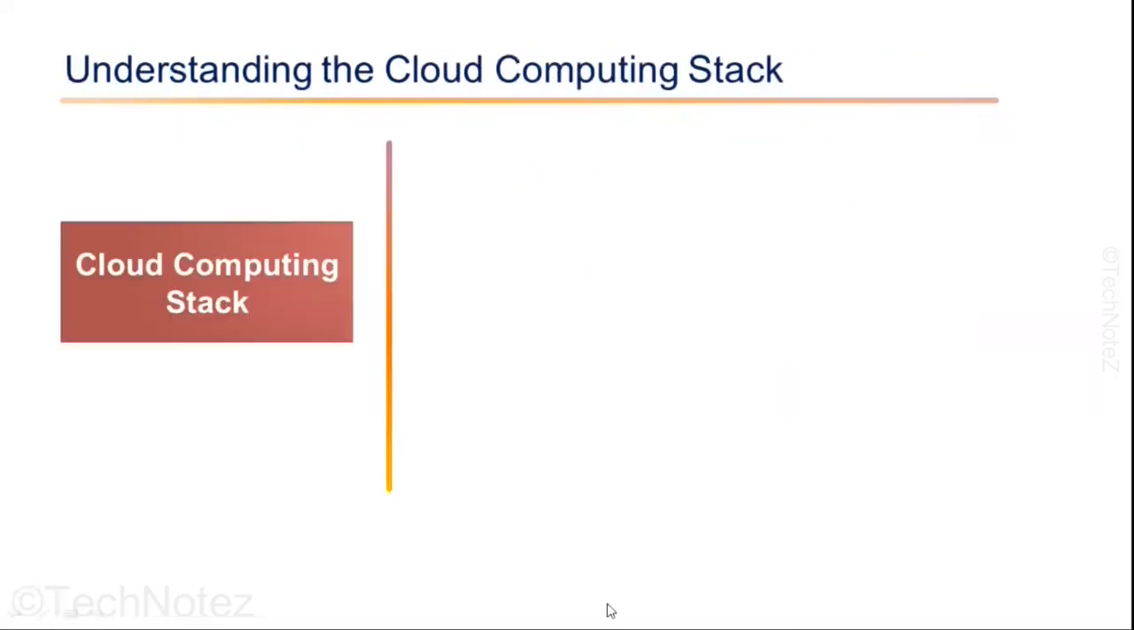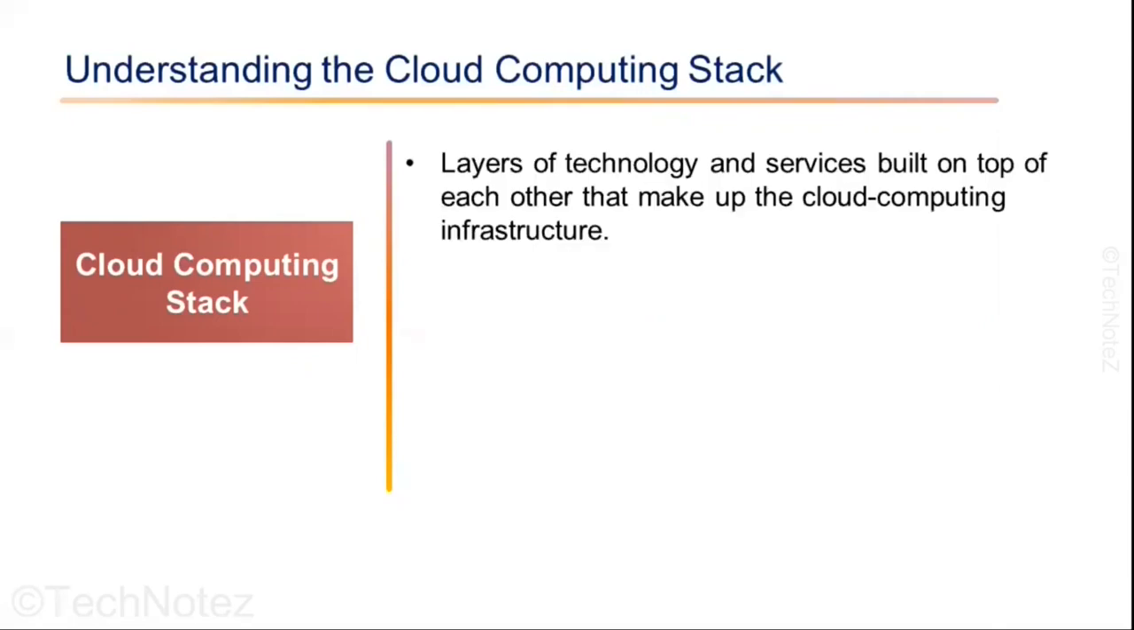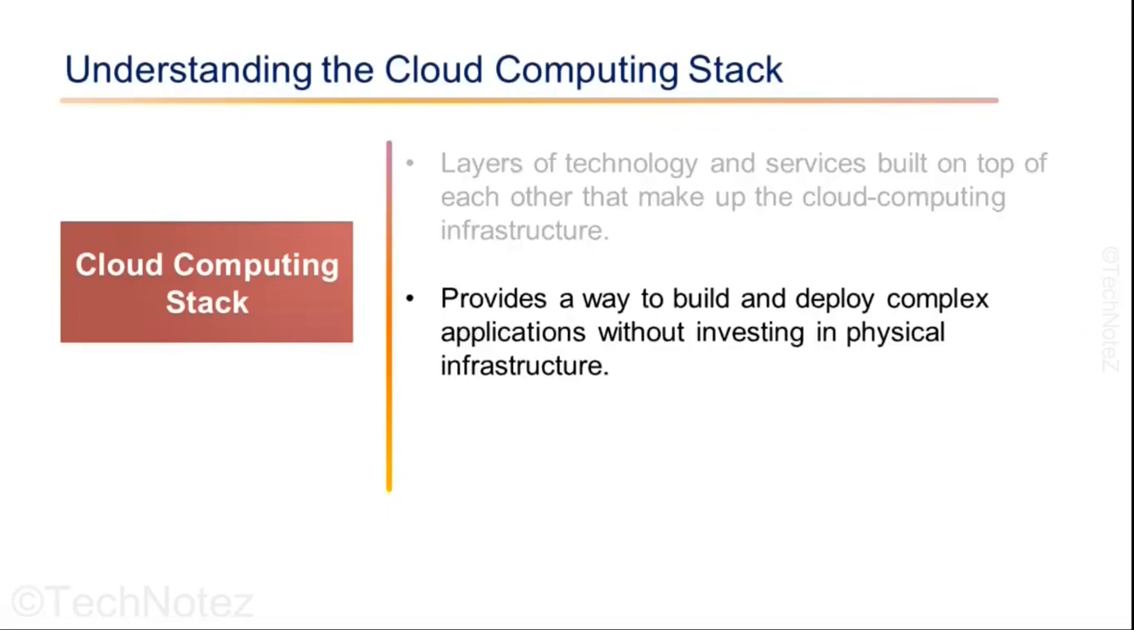Next, let's quickly discuss the cloud computing stack. Cloud computing has changed the way of doing business and how individuals use technology services. But how does it work? Let's discuss the cloud computing stack that makes up the cloud. The cloud computing stack refers to the layers of technology and services that make up the cloud computing infrastructure. It's like a pyramid where each layer is built on top of the other. The cloud computing stack provides a way to build and deploy applications without investing in physical infrastructure or managing the software. By understanding the layers of the cloud computing stack, you can better understand how the cloud works.